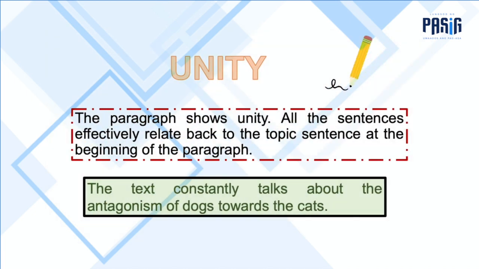Let's start with unity. The paragraph shows unity. All the sentences effectively relate back to the topic sentence at the beginning of the paragraph. The text constantly talks about the antagonism of dogs towards the cats.